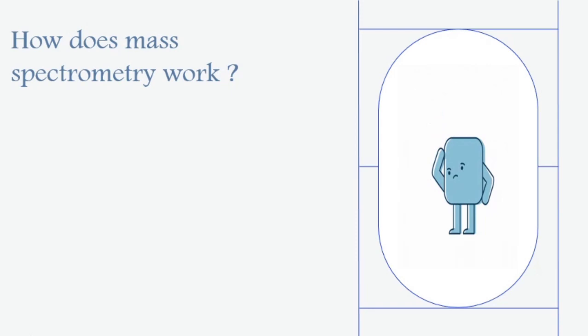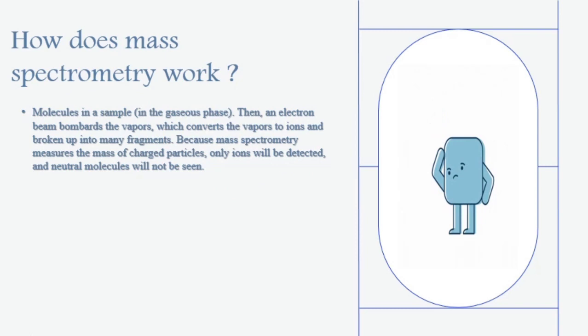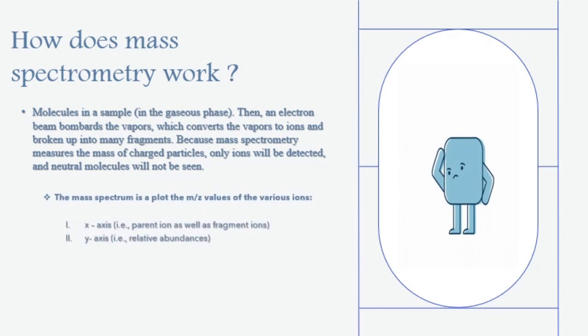How does mass spectrometry work? Molecules in a sample are in the gaseous phase, then an electron beam bombards the vapors, which converts the vapors to ions and breaks them up into many fragments. Because mass spectrometry measures the mass of charged particles, only ions will be detected, and the neutral molecules will not be seen. The mass spectrum is a plot of m over z values of the various ions, x-axis, which is the parent ion as well as fragment ions, y-axis which is relative abundances.